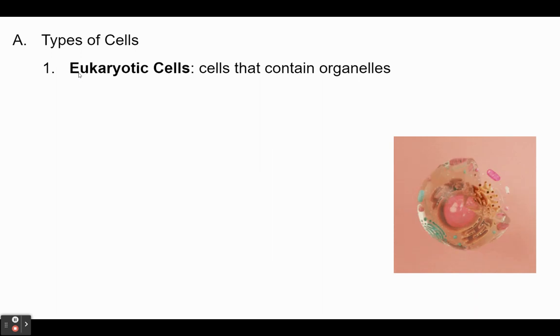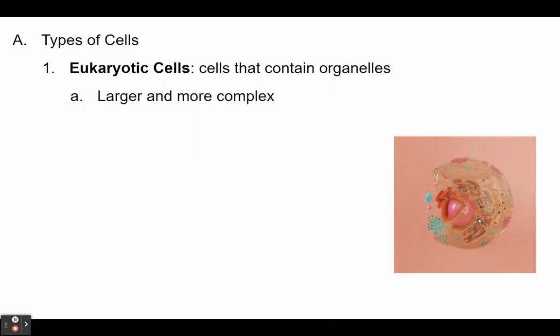This is a vocabulary term. It's in bold on my slides. Underline it, highlight it, do something to make it stand out on your paper. A eukaryotic cell is a cell that contains organelles. You can see a picture, a cartoon really, of one here, and those organelles are all of the little things inside of it. I see mitochondria, I see a nucleus, I see an endoplasmic reticulum.